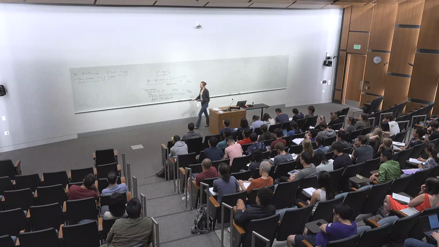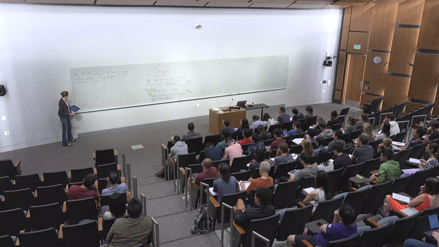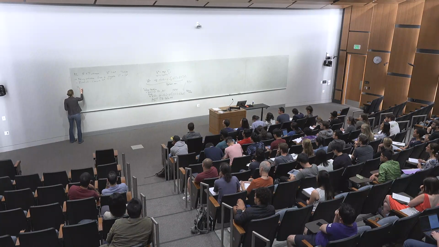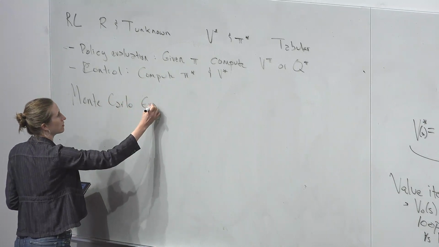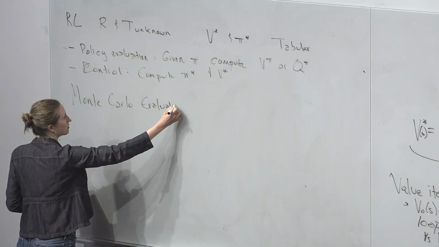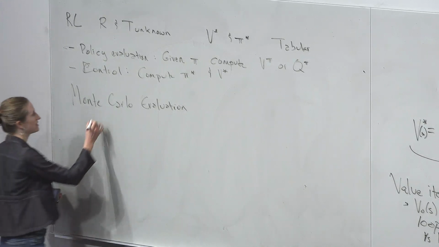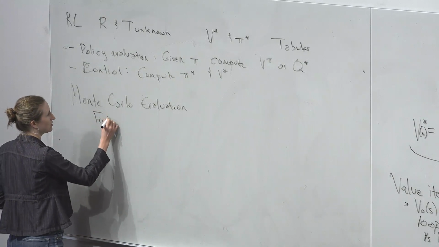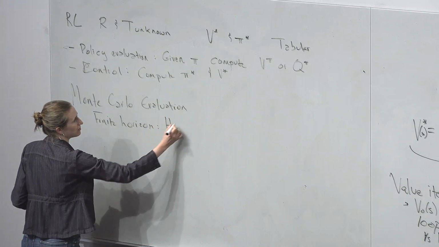Okay, so the first thing that we could do is Monte Carlo evaluation, which we talked a little bit about before. This is only going to work when our horizons are finite. They don't always have to be the same length. We could have different length episodes, but we have to have finite horizons. So we're going to assume finite horizon: H has to be less than infinity.